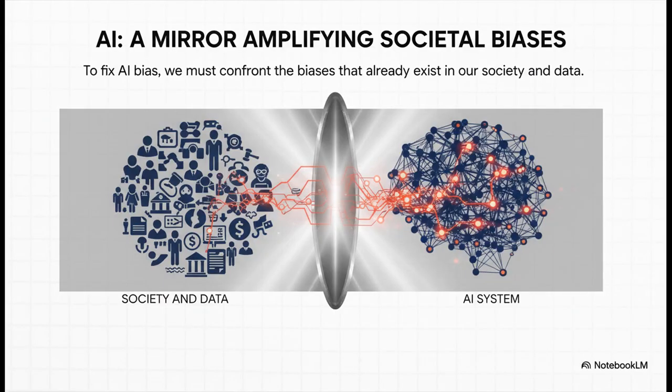When you really get down to it, AI is just a mirror. The biases we're finding in these systems, they're just reflecting the biases that are already out there in the world, in our society. So the real challenge here isn't just about fixing the code. It's about looking in that mirror and asking ourselves a really tough question. Are we actually ready to fix what we see?